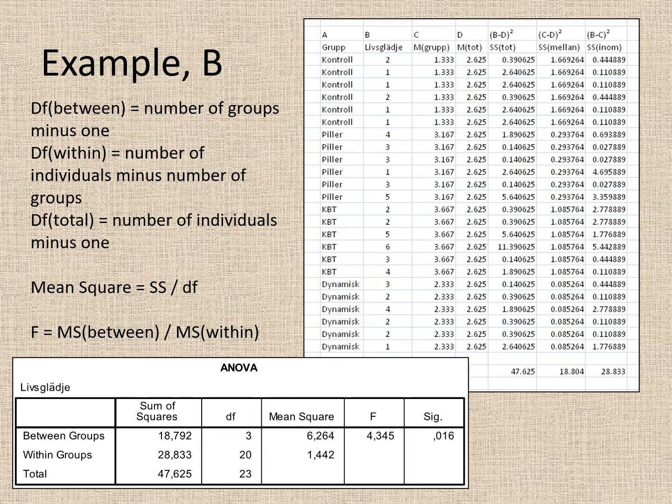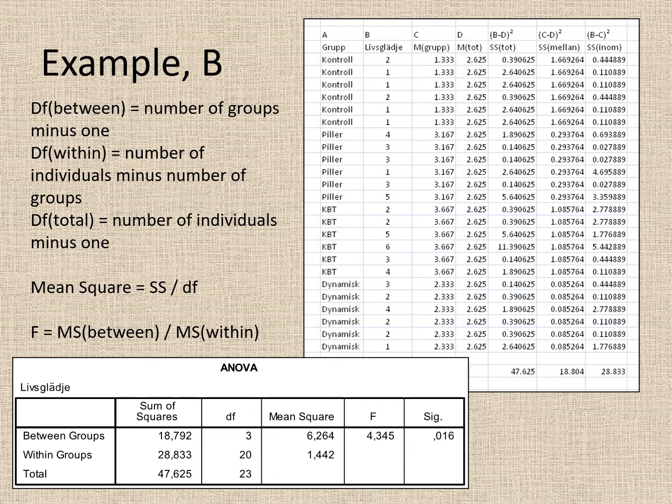What do we do now? We take sum of squares divided by respective degrees of freedom, and we get these values, mean square. So 18.8 divided by 3, 6.3. 28.8 divided by 20, 1.4. Mean square. Do we have another word for that? Sum of squares divided by degrees of freedom? Variance. So this is between groups variance, and this is within groups variance.